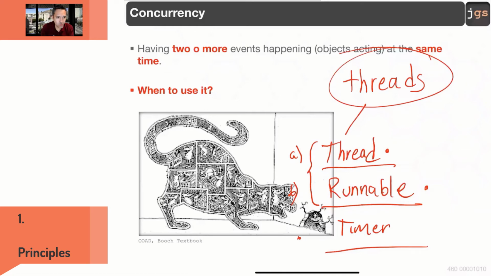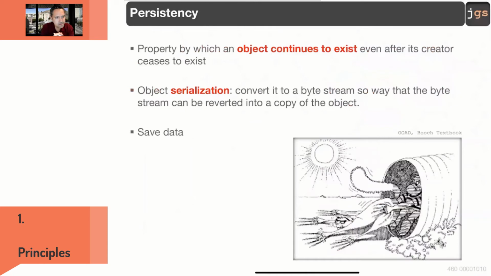We want concurrency in a program. Those are our options. You already use one. We need to use the others. Do more than one thing at the same time. Concurrency. The last one, persistency. Persistency.